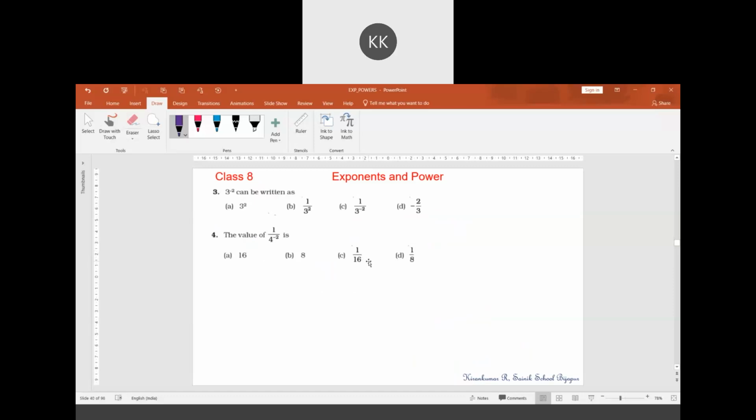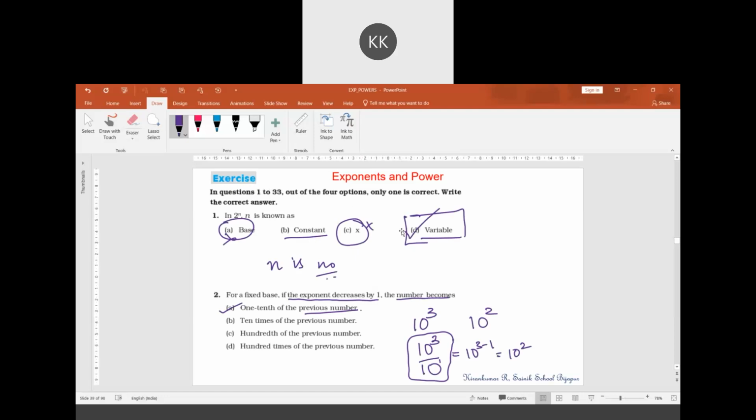Question number 3. 3 to the power minus 2 can be written as. Sir, previous question. If we take 2 instead of 10, then it will not be the same. Let me take 2 instead of 10. Because 2 to the power of 3 is equal to 2 to the power of 3. Now it is 2 to the power of 2. This 2 to the power of 2 is obtained by doing this.